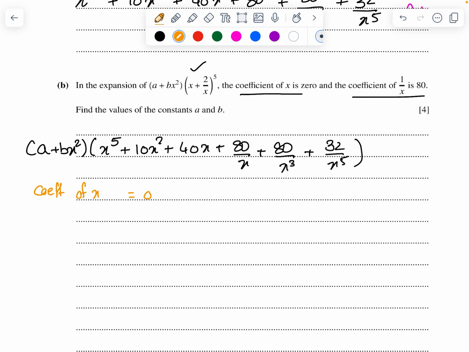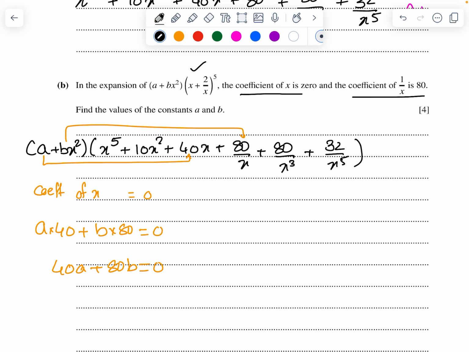How can I get x? When I multiply a with 40 and x square with 80. So a times 40 plus b times 80 should be giving me 0. So 40a plus 80b equals to 0. Divide by 40, 40 times 1, 40 times 2. So a plus 2b equals to 0.